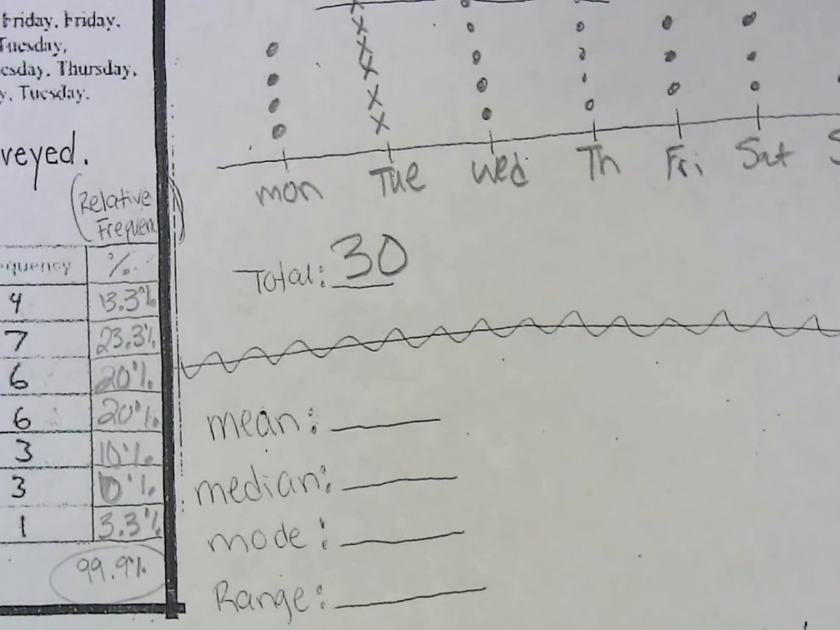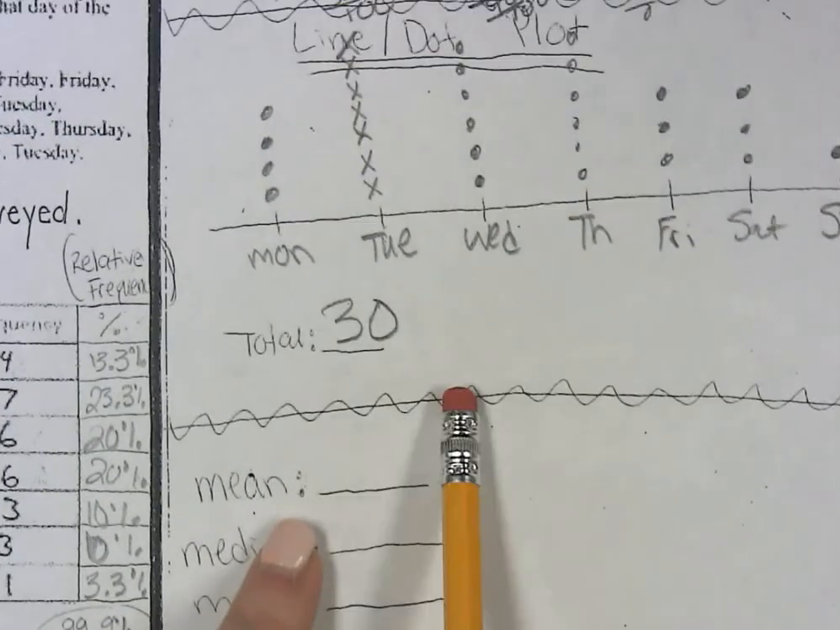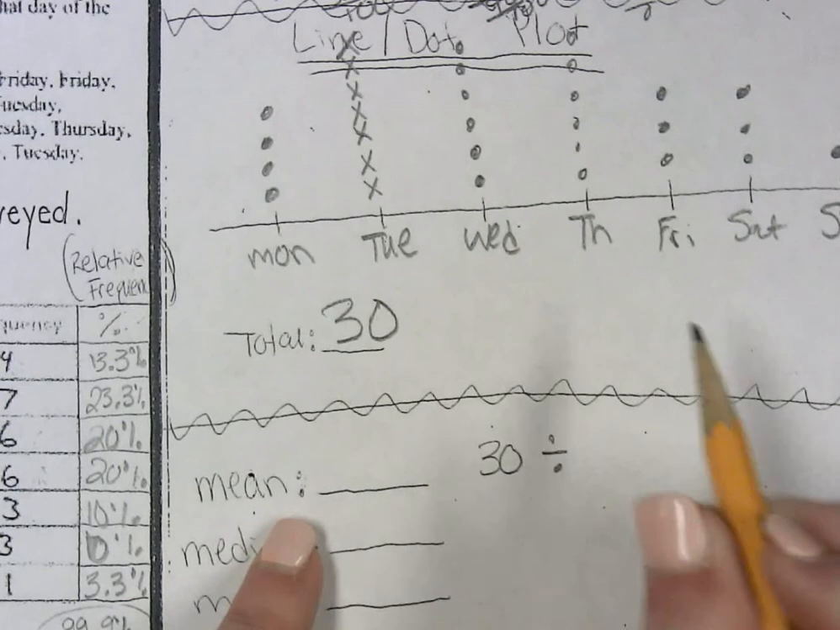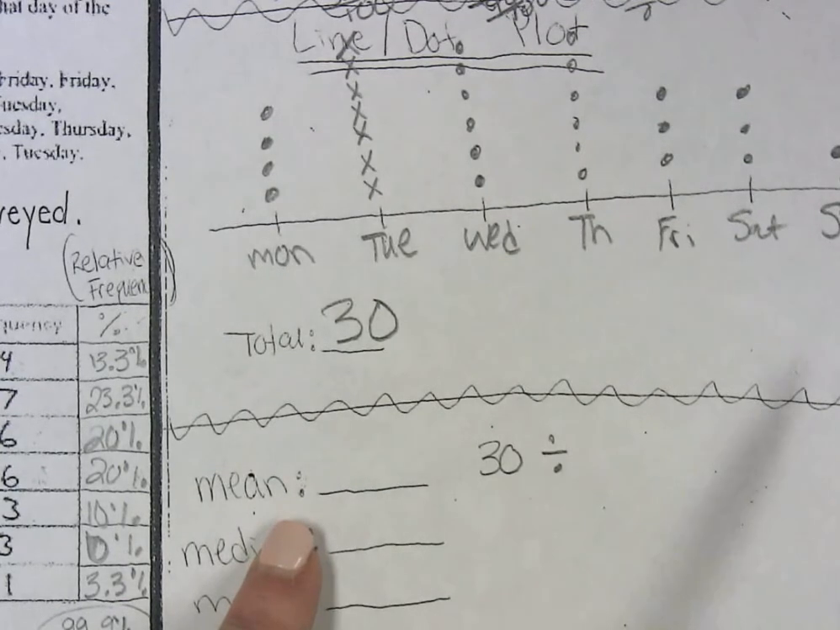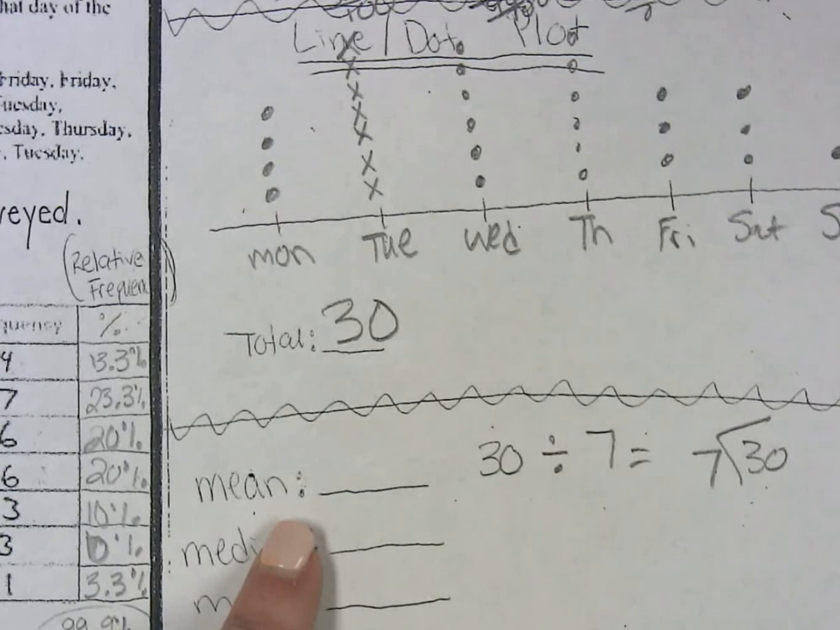Remember mean, or we also call that the average. What was the average number of people born on each day? Do we remember how to find the average or the mean? We add them all up. And then we divide. Well, didn't we already add them up? We said there was a total of 30 dots. So we're going to take our 30 and we have to divide by how many days of the week there are. I hope we all know that's 7. So 30 divided by 7.